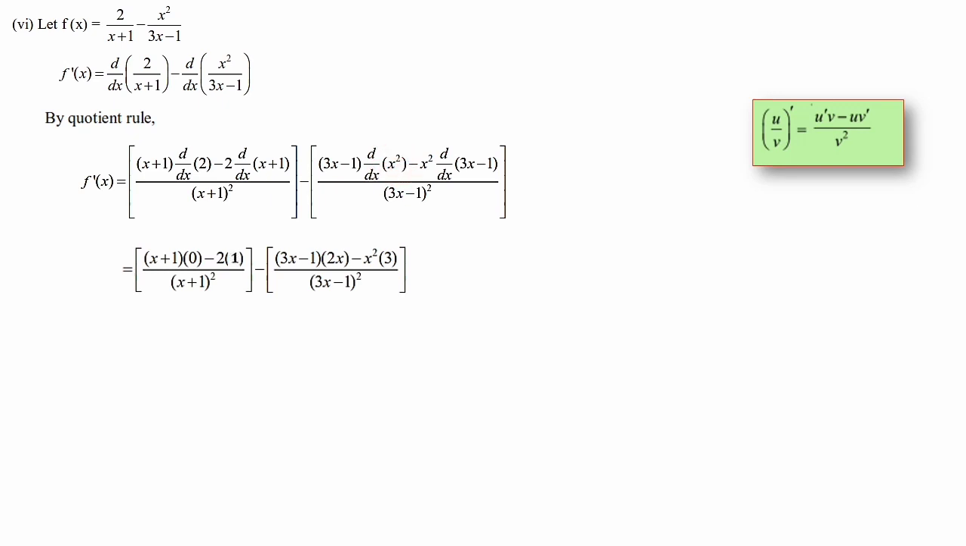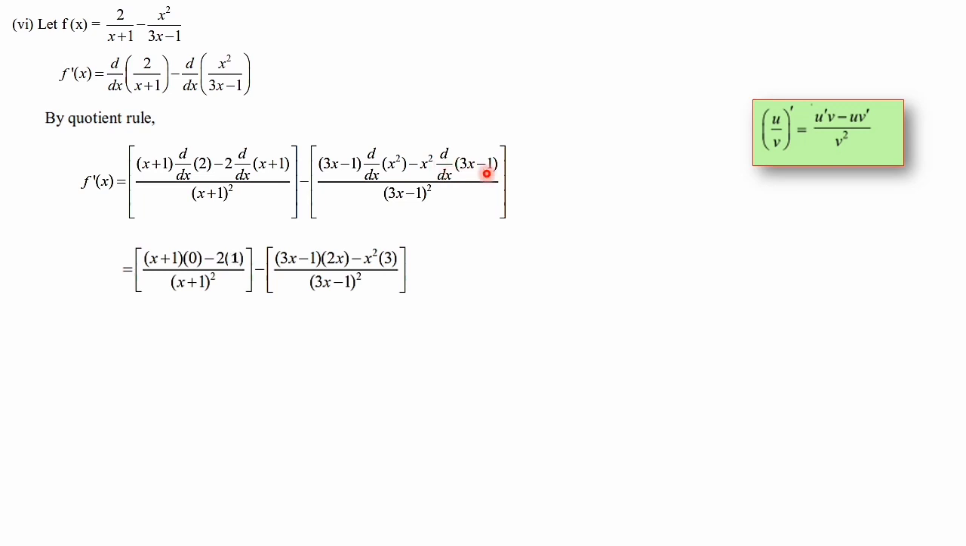So 3x minus 1 into 2x, minus here x square is outside, d by dx of 3x minus 1. For d by dx of 3x, here 3 is a constant, then again d by dx of x will be coming. D by dx of x is 1. So here we'll be getting 3 minus 0, since d by dx of 1 is 0. So 3 minus 0 is 3. So here will be x square into 3. If you are doing it mentally, it will be easy and you can save time also.